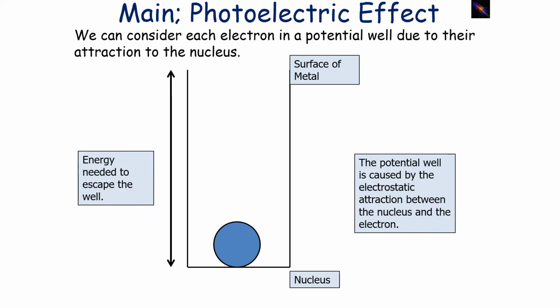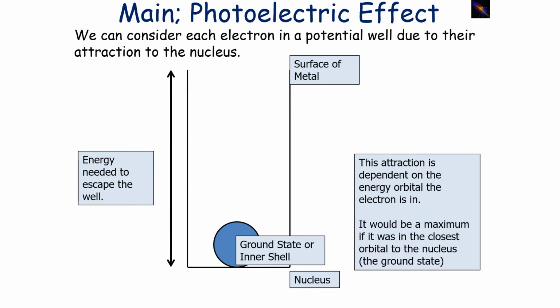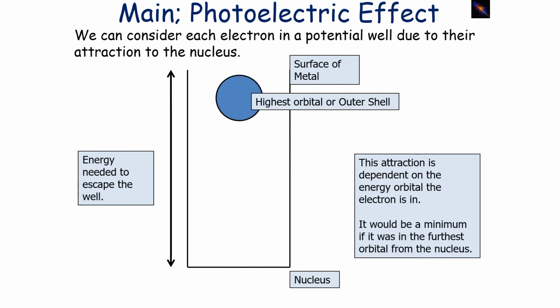So we can consider each electron in a potential well due to their attraction to the nucleus. The potential well is caused by the electrostatic attraction between the nucleus and the electron. The attraction is dependent on the energy orbital the electron is in. It would be a maximum if it was closest to the nucleus in its ground state. It would be the minimum if it was the furthest orbital away from the nucleus.